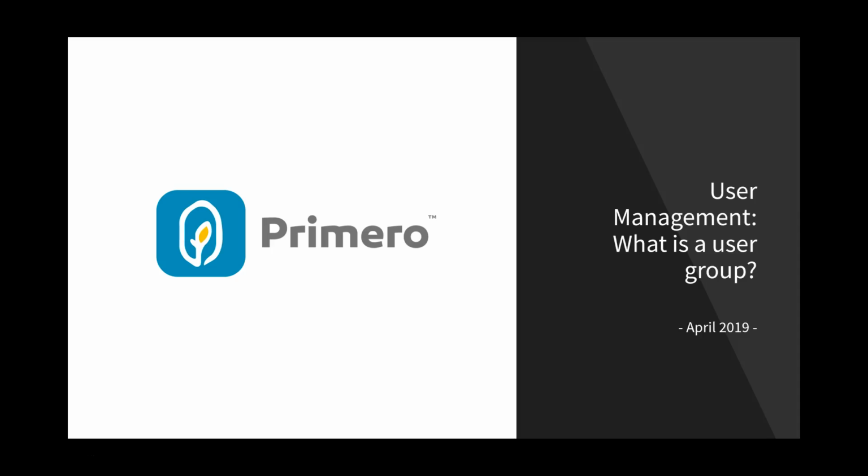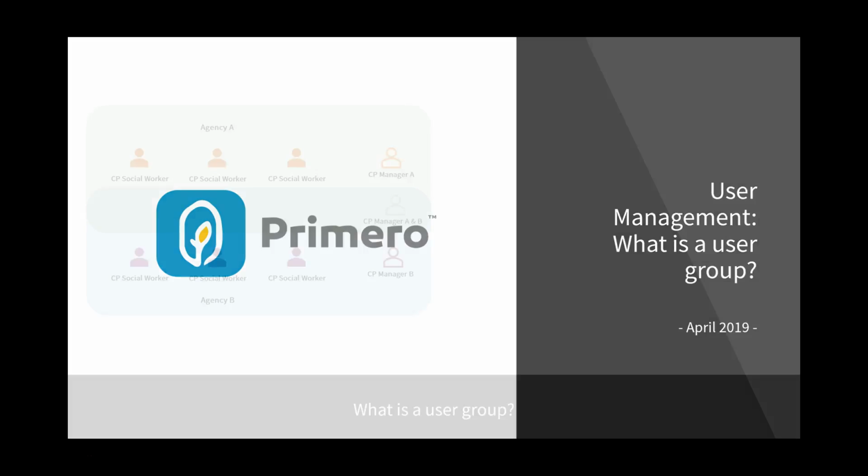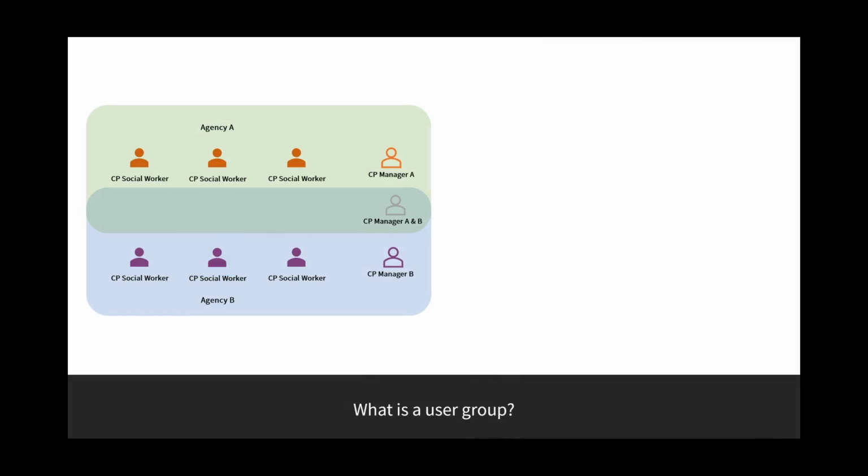User management consists of the following three elements: users, user groups, and roles. In this video, we will walk through what a user group is. Users are built using roles and user groups, and it is important to create these first before creating individual users.